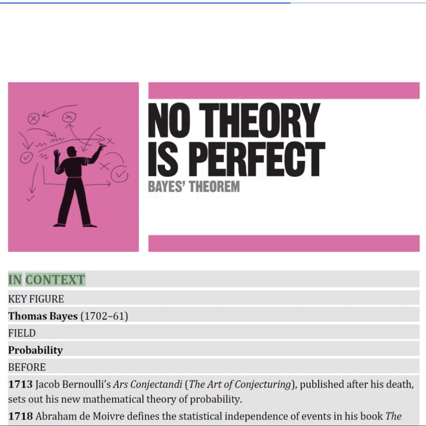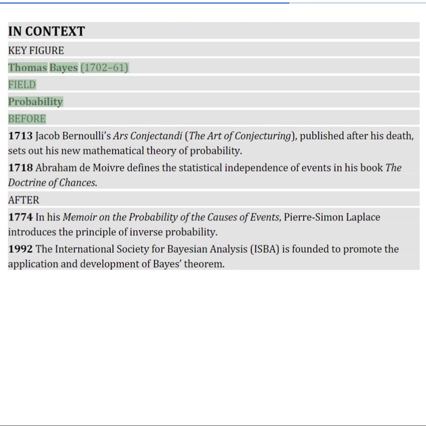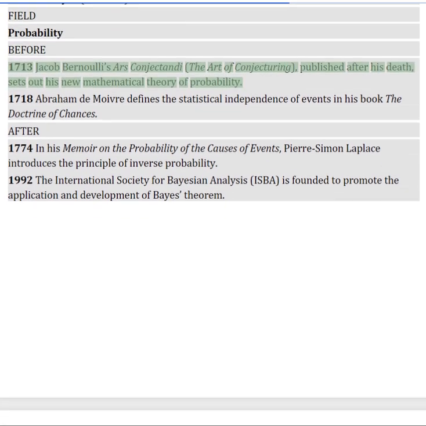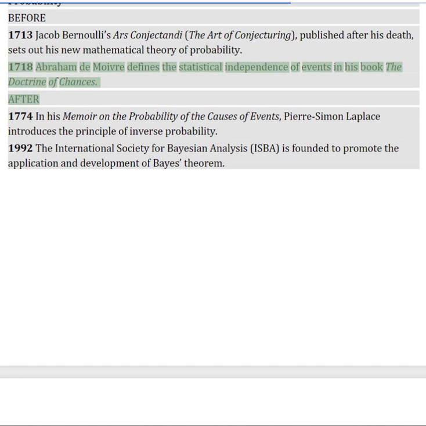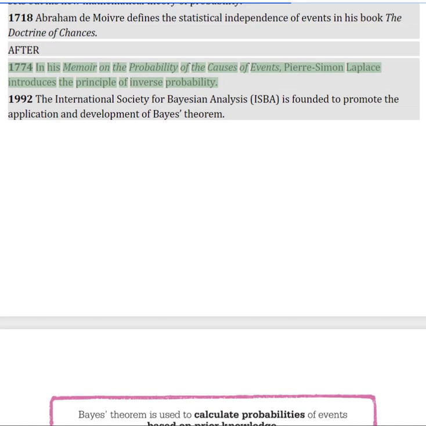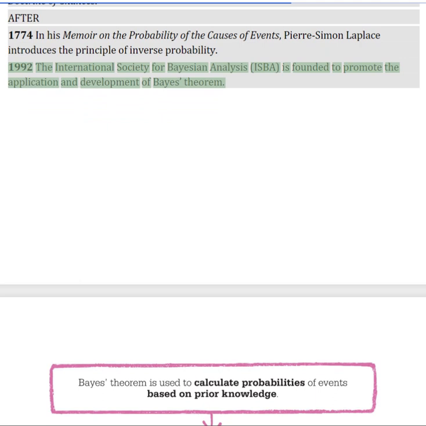In context. Key figure: Thomas Bayes. Field: probability. Before 1713, Jacob Bernoulli's Ars Conjectandi, published after his death, sets out his new mathematical theory of probability. 1718, Abraham de Moivre defines the statistical independence of events in his book The Doctrine of Chances. After 1774, in his memoir on the probability of the causes of events, Pierre-Simon Laplace introduces the principle of inverse probability. 1992, the International Society for Bayesian Analysis is founded to promote the application and development of Bayes' theorem.